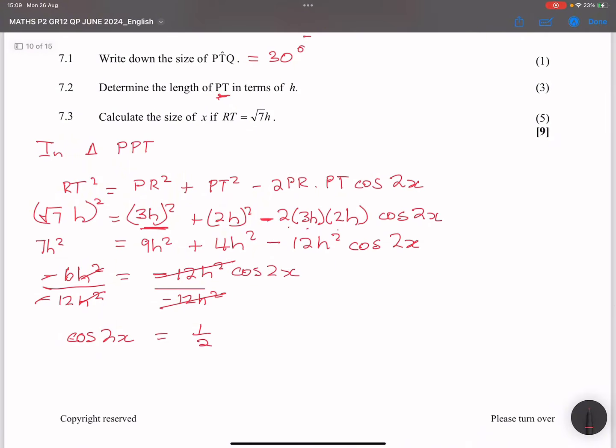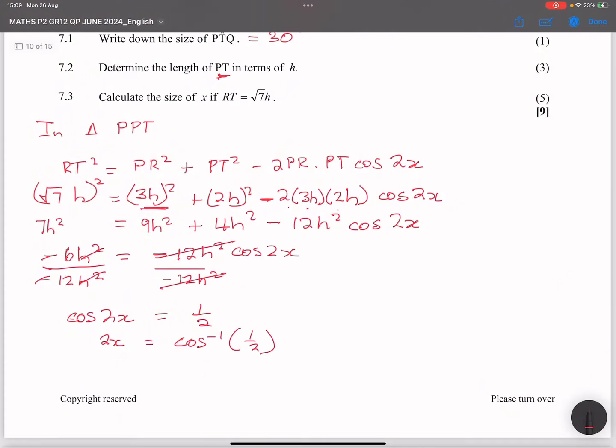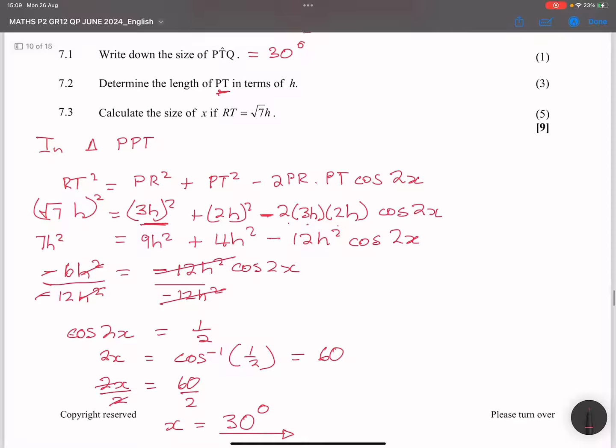Now let's find the value of x. So 2x is equal to the arc cosine of 1 over 2. Remember that cos is equal to a half at 60 degrees, so we don't need to say plus 360k in this case. So 2x is equal to 60, and if we divide that by 2, then I get x is equal to 30 degrees. Right, ladies and gents, that's what we get over there. So x is equal to 30.